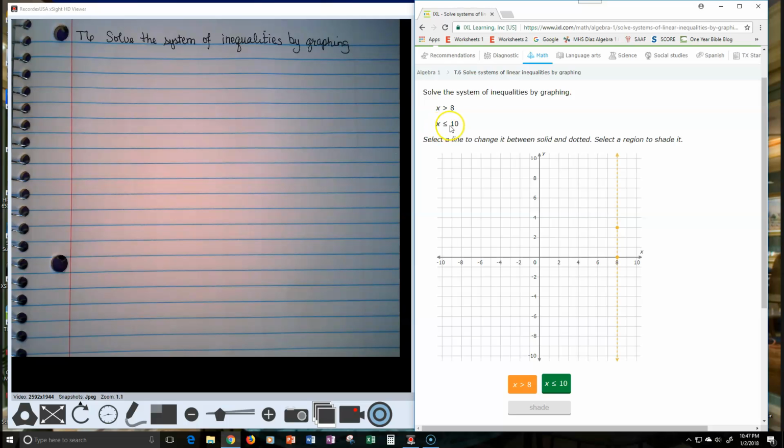Then we've got x is less than or equal to +10. So we go over here. We're on 10. It's going to be solid. Now if all values of x are greater than 8, that means in this area. And if all the values less than or equal to 10 are in this area, that means we shade between them.